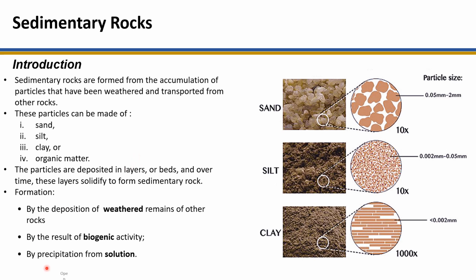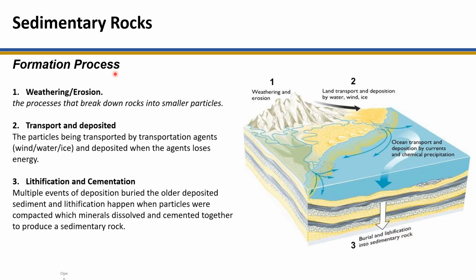And then number three, sedimentary rocks can also be formed from the precipitation of minerals from solution. For example, travertine is a type of chemical sedimentary rock that is formed from the precipitation of calcium carbonate from water.